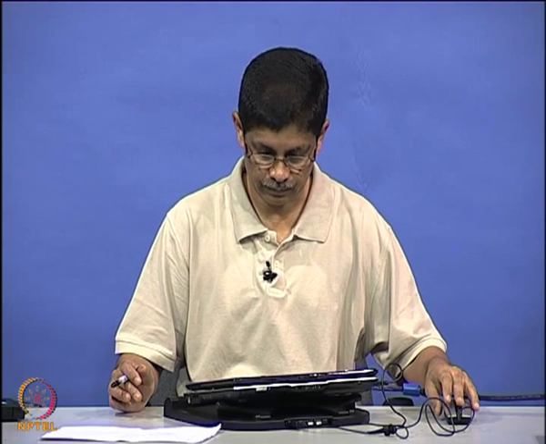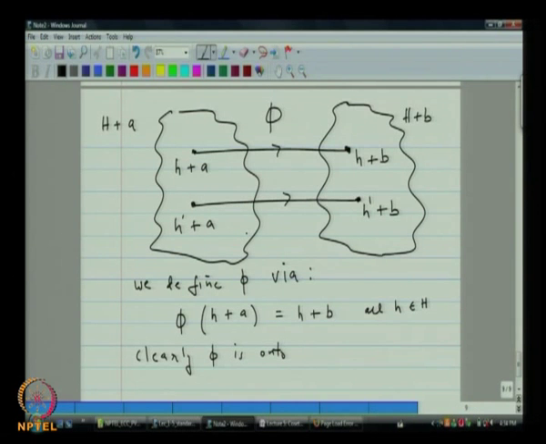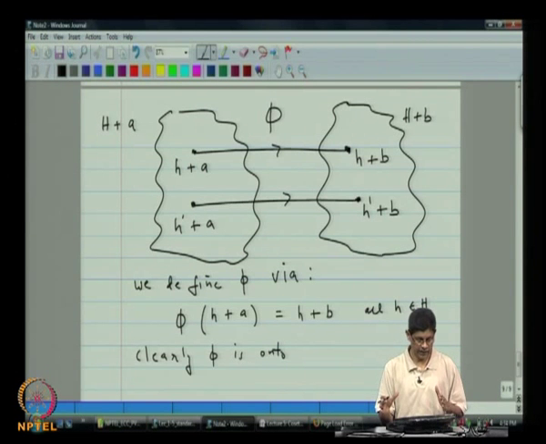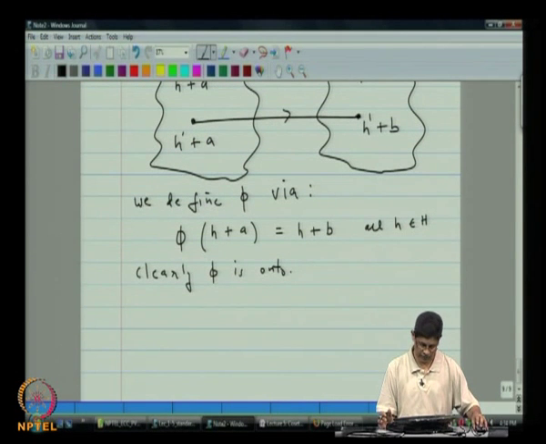So, now the question is, how do you show that it is one-to-one? The worry is maybe phi of H plus A and phi of H prime plus A will map to the same element.